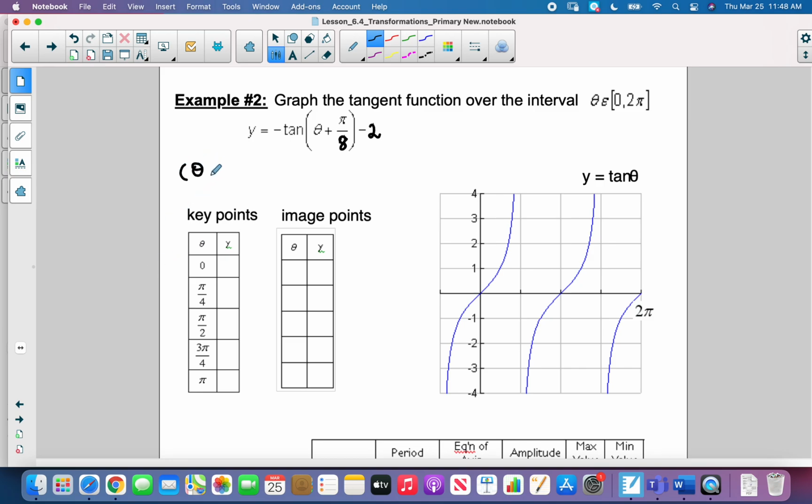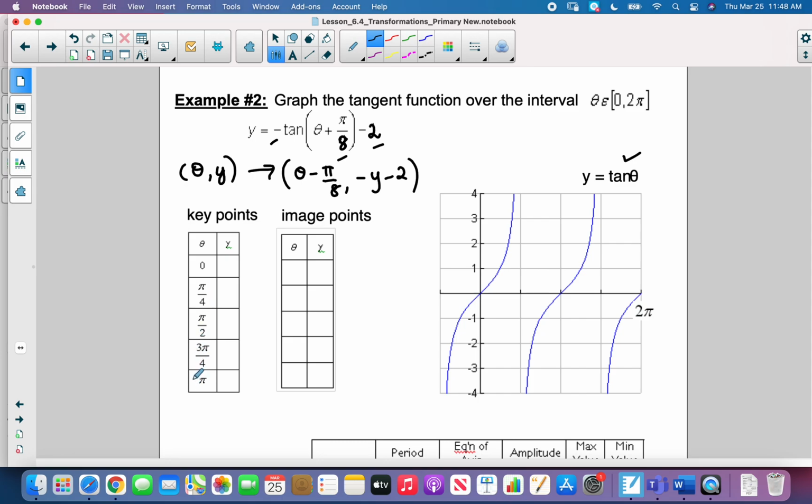So my parent function theta comma y, what is the mapping? So I'm going to look for this and this and this, and I can see that for horizontal changes, there is theta minus pi over 8. So a horizontal shift of that much to the left. And for vertical changes, there's negative y minus 2. My parent function is y equals tan theta. It's the graph in blue that you see here.